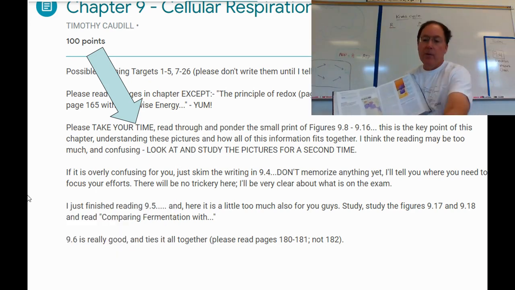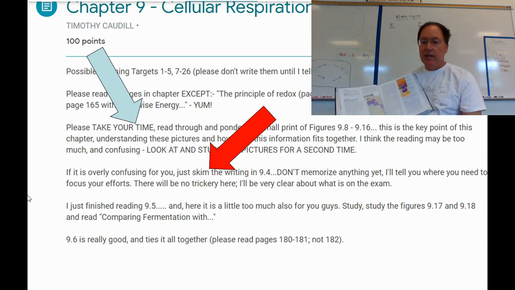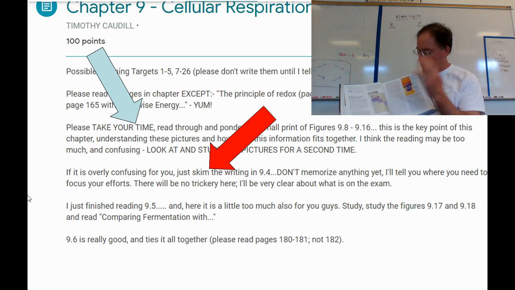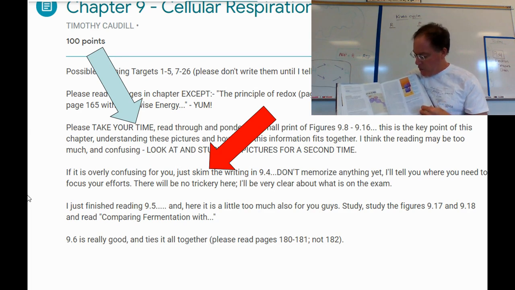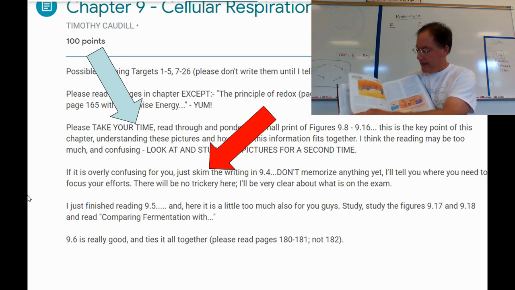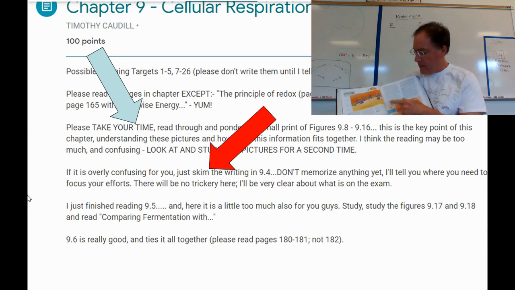Once you get over here to 9.4, I say just skim the writing in 9.4. Make sure that you spend a ton of time on these figures. And I would like you to read it, of course. I just think it's fractionally too high of a level for this 100-level college class. This is fantastic stuff right here. Here's this nice big summary. I would spend a ton of time on figure 9-15.